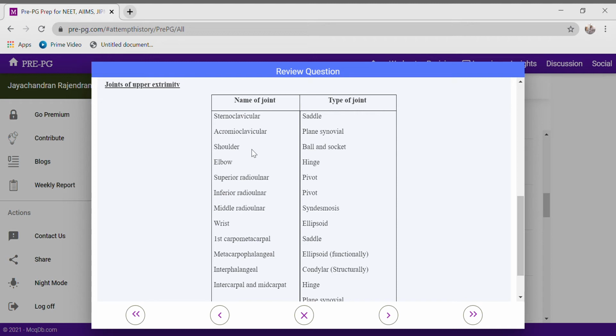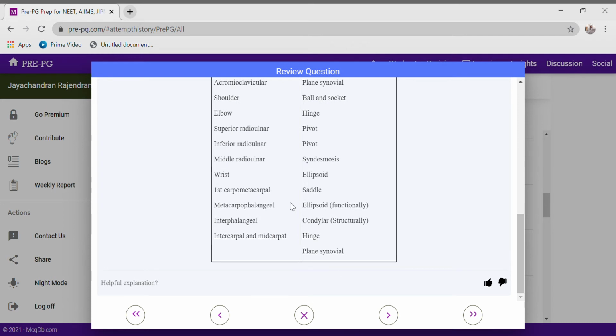The shoulder joint, everyone knows, is a ball and socket joint. The elbow joint is a hinge variety of joint. This is an easier one. Superior and inferior radioulnar are both pivot variety, whereas the middle part is syndesmosis. Syndesmosis is what? We will be seeing syndesmosis in the primary and secondary cartilaginous joints. The middle radioulnar joint is a syndesmosis. The wrist joint is an ellipsoid joint, like both concave and convex, as we call it. So the wrist is an ellipsoid joint, whereas the elbow is a hinge joint.